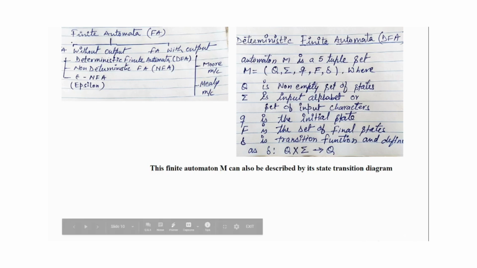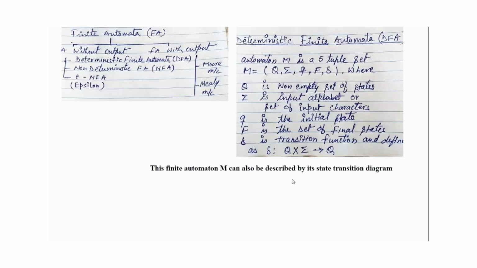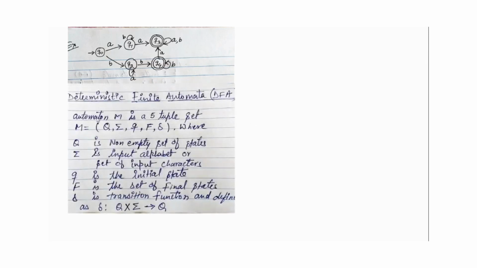Okay. Now let's move to the next slide. So if it is not clear till now, it will be cleared in this example. Let's take one example. Suppose we are given the state transition diagram of the automaton. Then you have to represent it in the mathematical way by using a 5-tuple. Okay, so this was the slide taken from the previous slide. So M is a 5-tuple: Q, sigma, small q, F and delta.